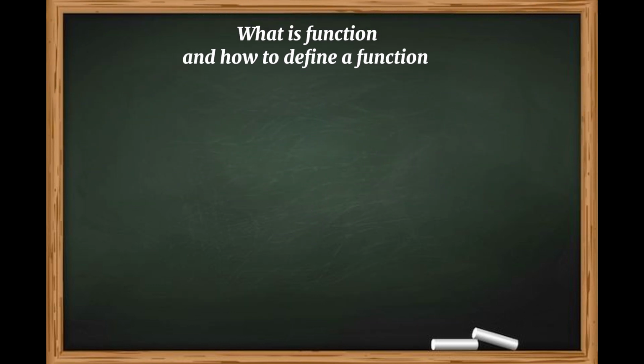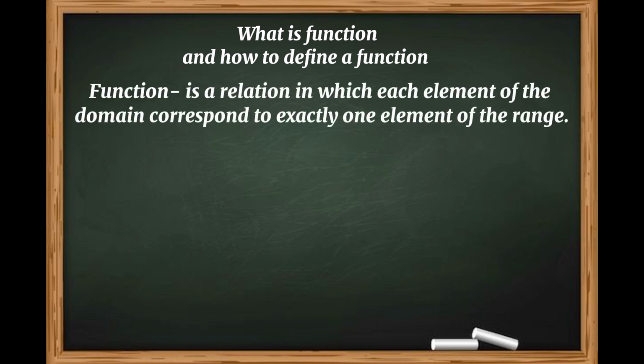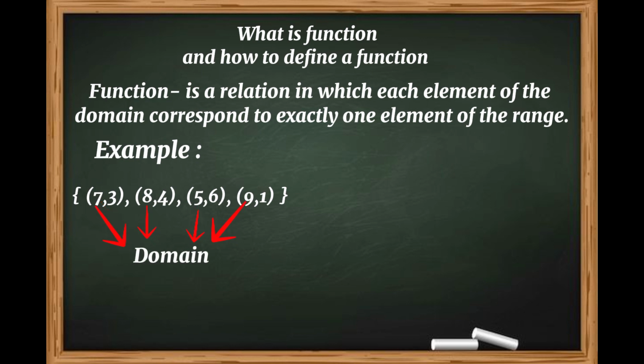What is a function and how do we define a function? A function is a relation in which each element of the domain corresponds to exactly one element of the range. For example, the domain of the relation is unique, right? Or the domain is not repeated for another range. That's the rule of the function.